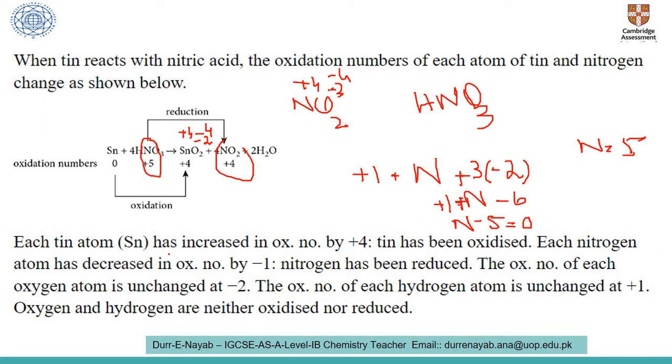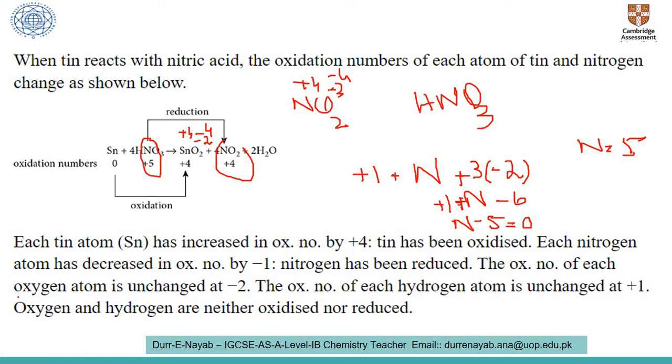Each tin atom has increased in oxidation number by +4, from 0 to +4. There is an increase in oxidation number, so tin has been oxidized, it has lost electrons. Each nitrogen atom has decreased in oxidation number by 1. Here nitrogen was +5 and it decreased to +4 by 1 unit. So nitrogen has been reduced.